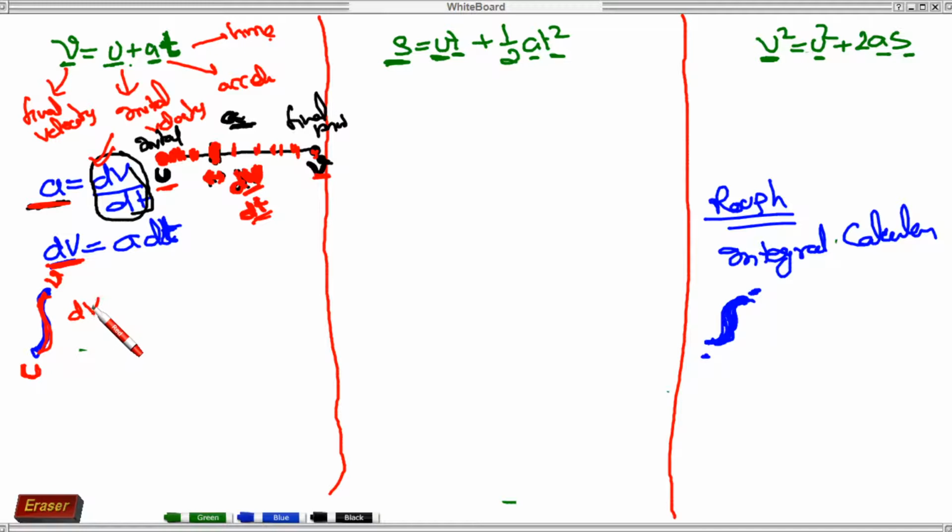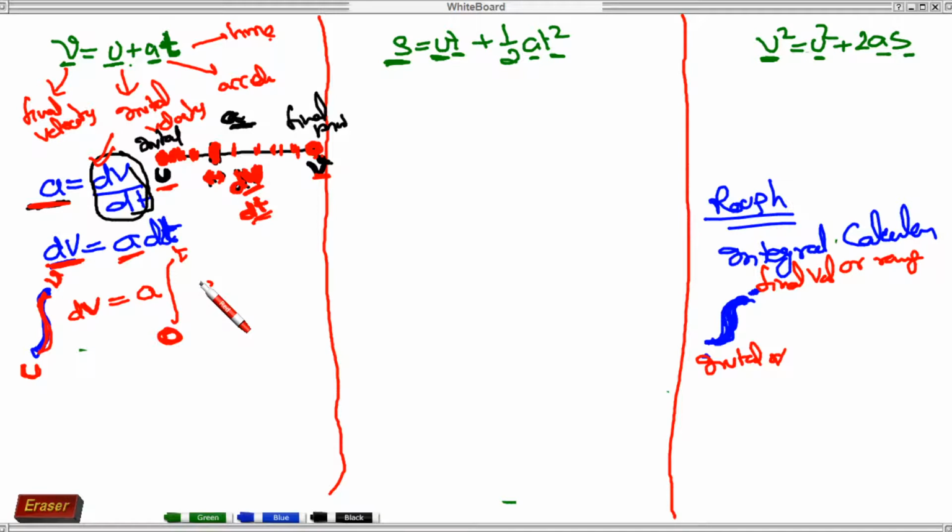So we wrote dv here. As a is constant, there is no need to write anything. For time, t is equal to 0 here and t is equal to t here, because t initial is 0. Here we write the initial value, and here we write the final value, the range. So it's integral from 0 to t of dt.